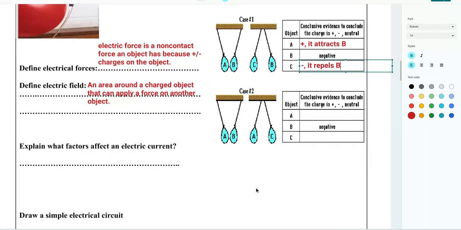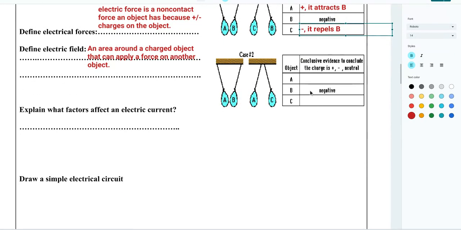Notice in case 2, it is a different picture. B is still negative, but A is attracted to B, so we know that A is positive. It attracts B. But in the second picture, we have A is repelling C. So C is positive. It repels A. So notice that in each picture, C is being interacted with different objects.